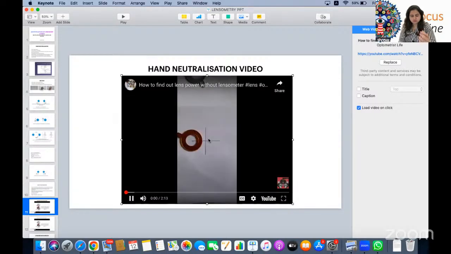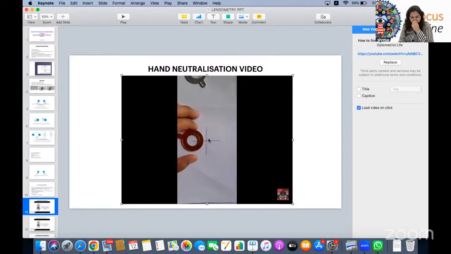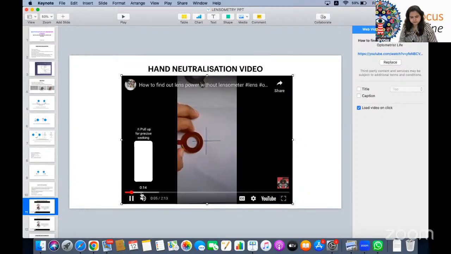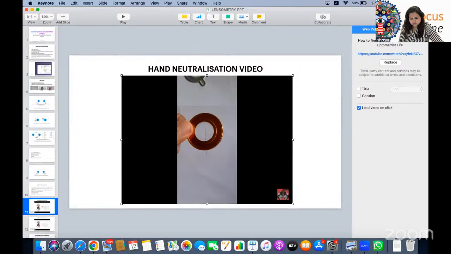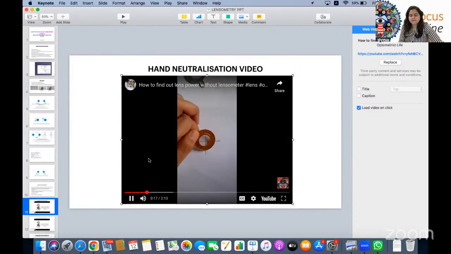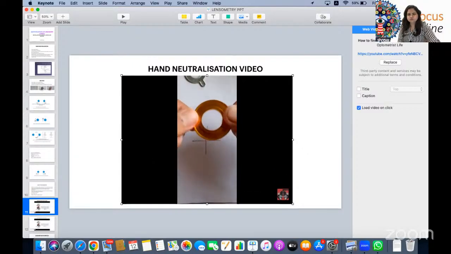Hello friends, today I am going to discuss with you all how we can find out a lens power without using a lensometer. And for this we follow a method that is called hand neutralization. I am taking this unknown lens and going to find out its actual power. First of all, we need to determine what type of lens it is.